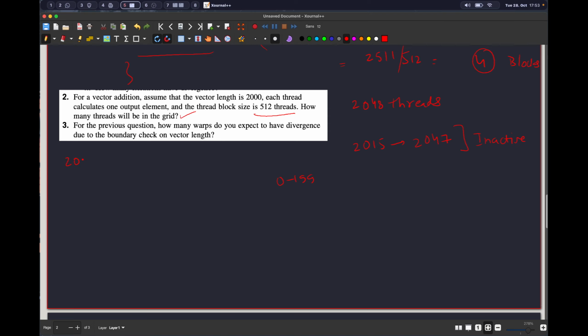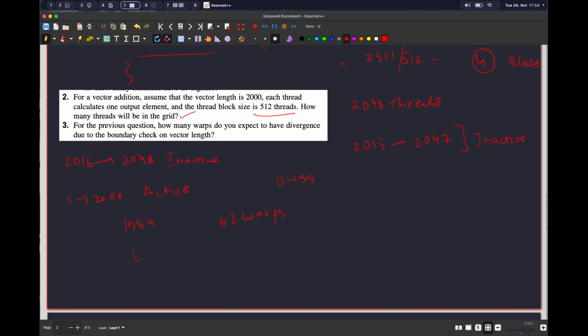Index the threads by 1. So 2016 to 2048 will be inactive threads, and 1 to 2000 will be active threads. Let's see which is the nearest number to 2000 that is divisible by 32. 62 times 32 is 1984. So warps: 1984 divided by 32 is 62. The first 62 warps will show no divergence.